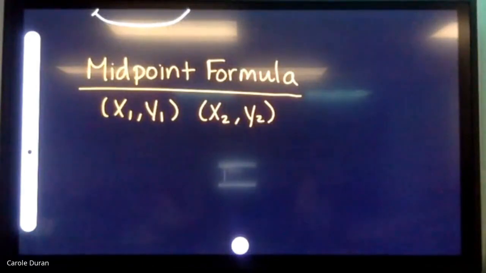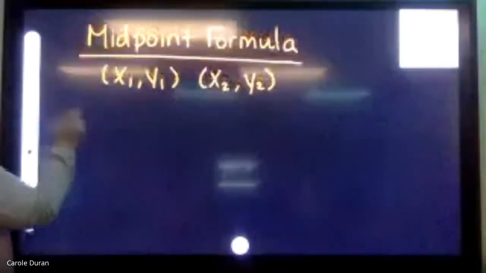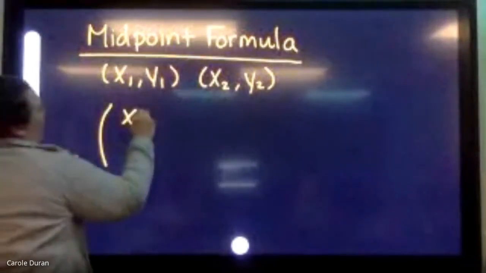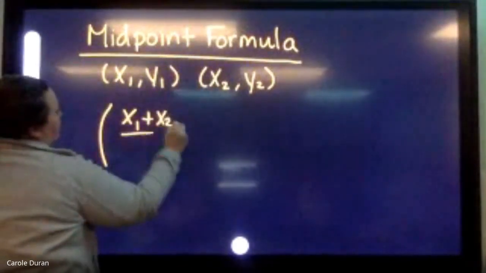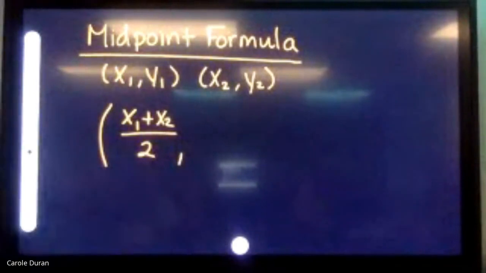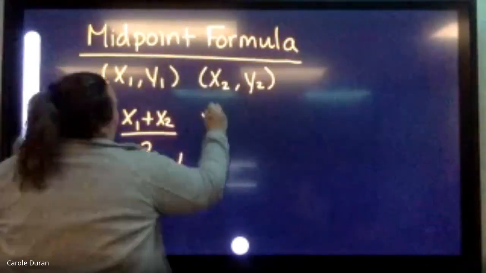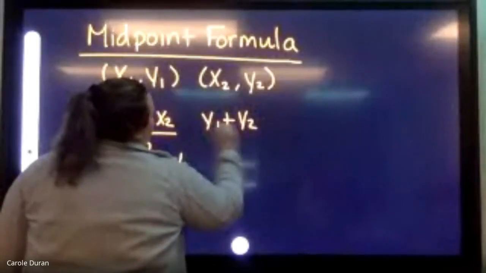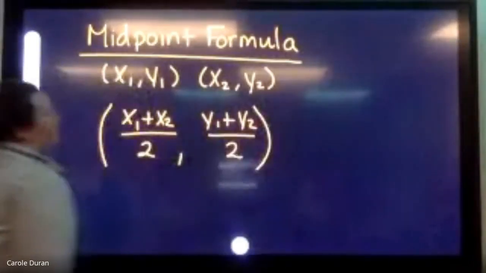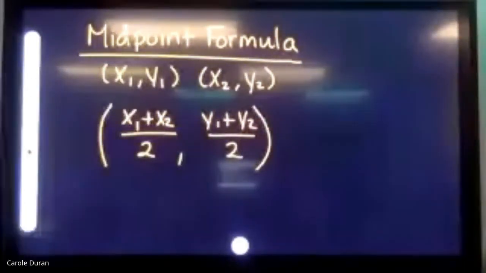Okay, the midpoint formula is the addition of like variables divided by 2. So pretty much finding the averages of each of my coordinates. So this would be x1 plus x2 divided by 2 would give me the midpoint x coordinate. And y1 plus y2 divided by 2 would give me the y midpoint coordinate.